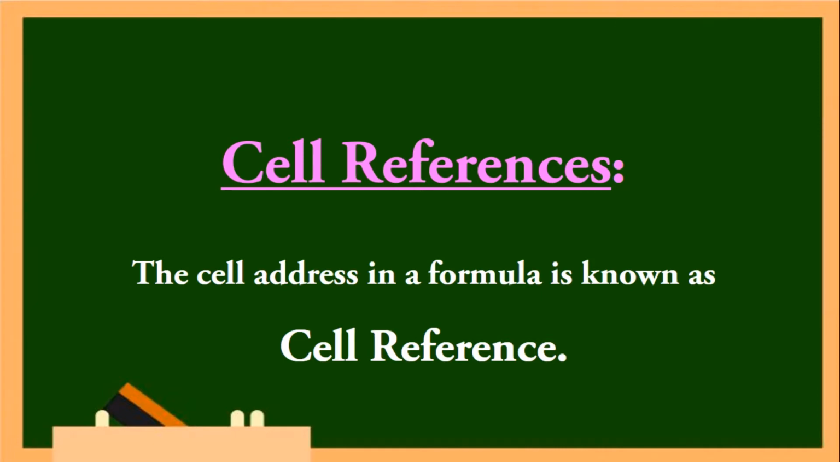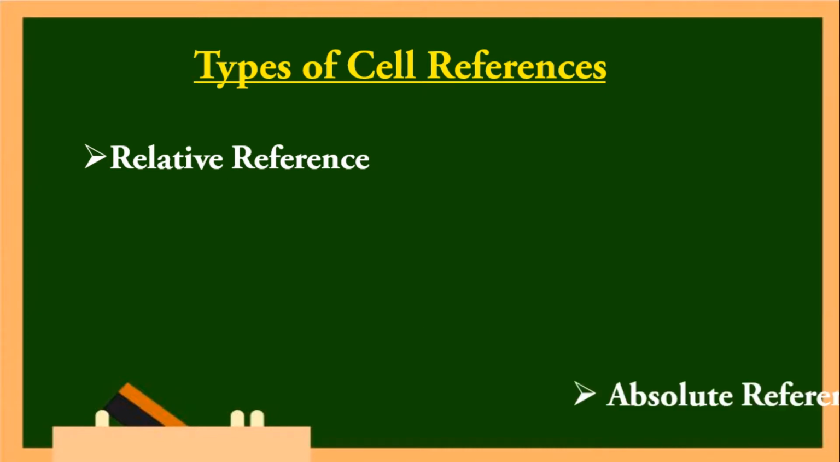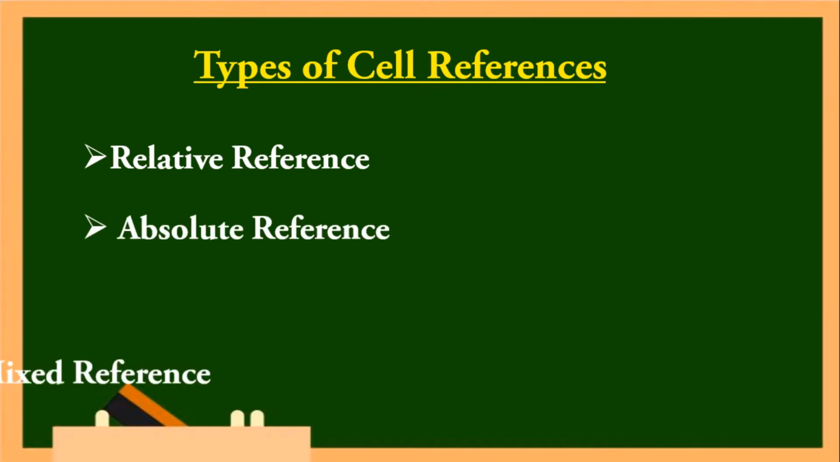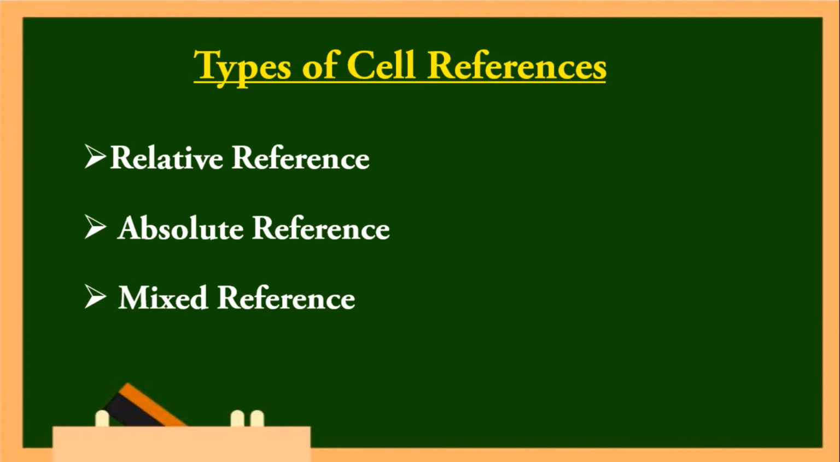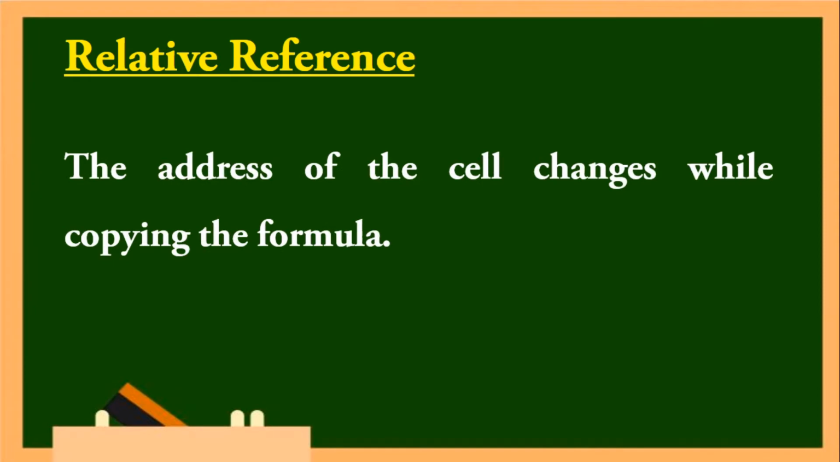The cell address which we use in a formula is known as cell reference. For example, equal to A1 plus B1. So here A1 is a cell address and B1 is also a cell address. So these are cell references. The types of cell references are: the first is relative reference, second is absolute reference, and the third is mixed reference. So let's first understand what is relative reference.